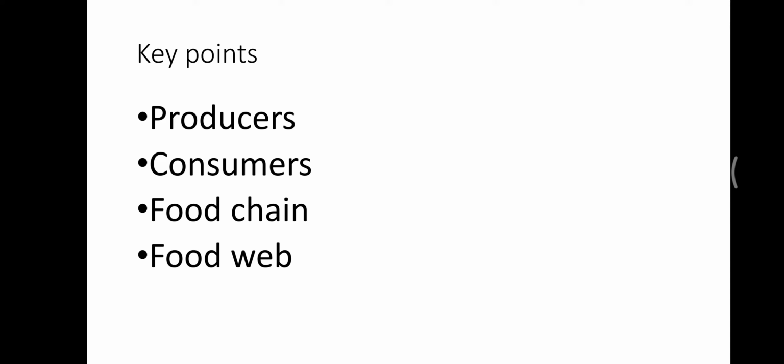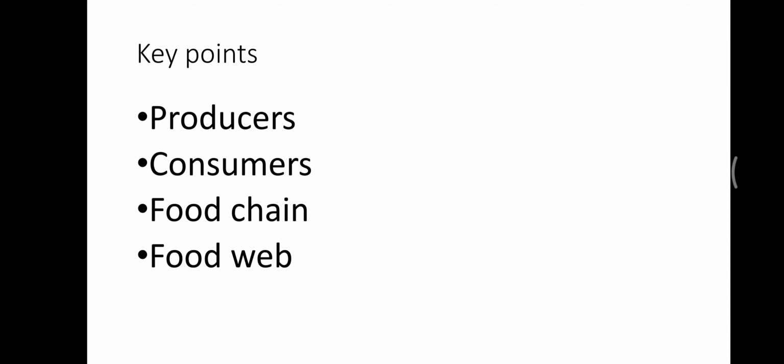The second point is consumers, and consumers are those animals. They can be herbivores, they can be carnivores, and they can also be omnivores. They feed on plants or animals or both to obtain energy, and they are known as consumers. The third point is about the food chain, and you know that a food chain shows the transfer of energy in the form of food through organisms in a habitat. So it is a link, or a form of interaction between different organisms.